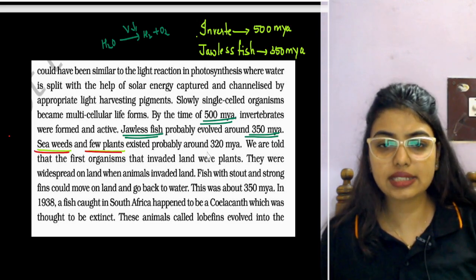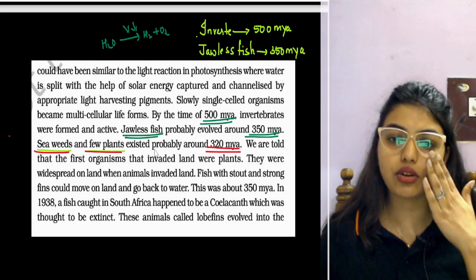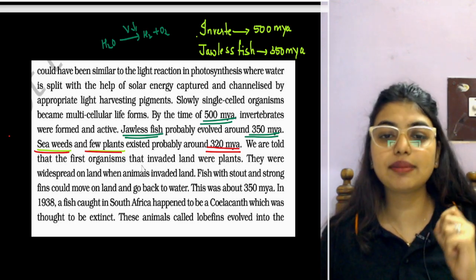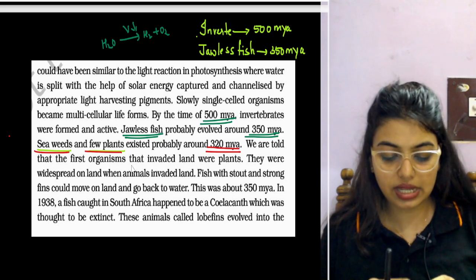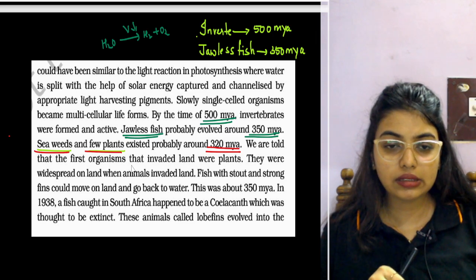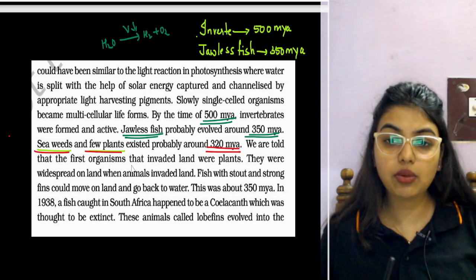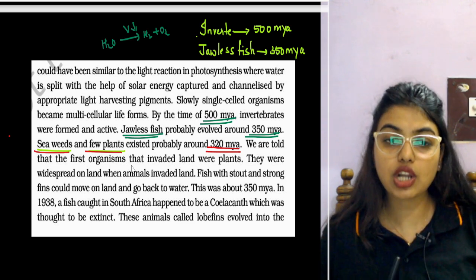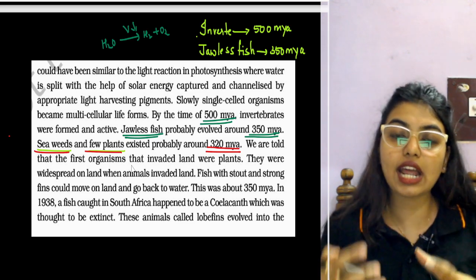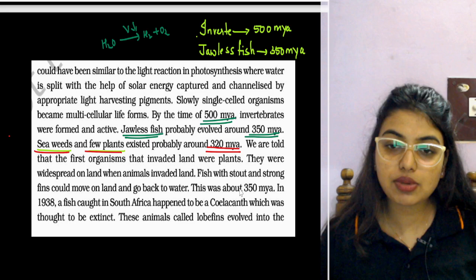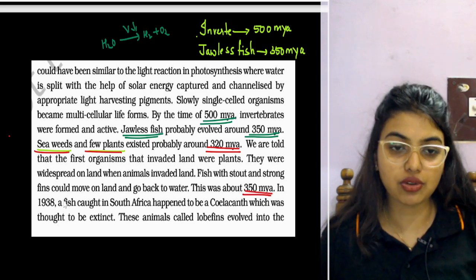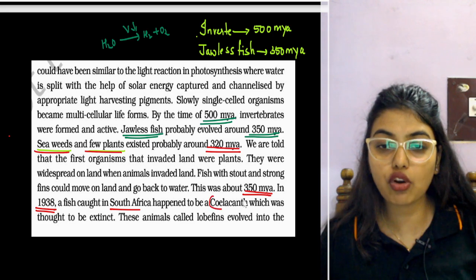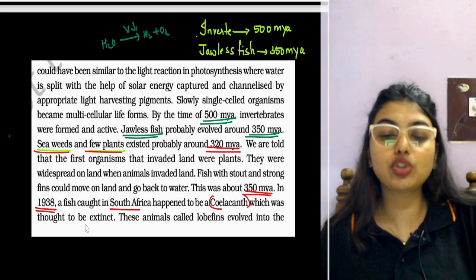Seaweeds and few plants existed probably around 320 million years ago. We were told that the first organism that invaded land were plants, and they were widespread on land when animals invaded land. Fish without stout and strong fins could move on land and go back to waters. This was about 350 million years ago. In 1932, a fish caught in South Africa happened to be coelacanth, which was thought to be extinct.